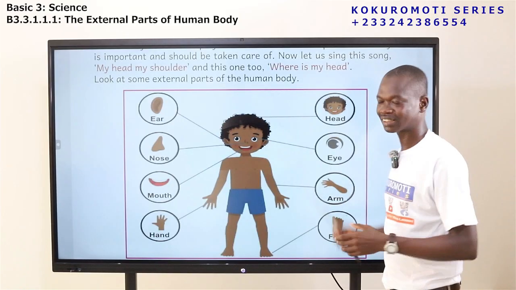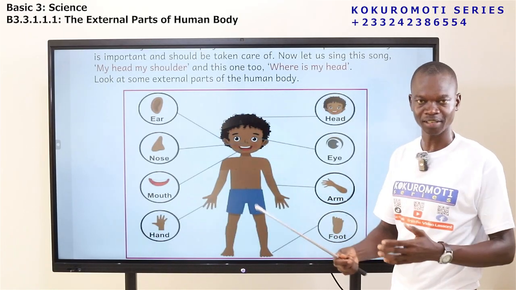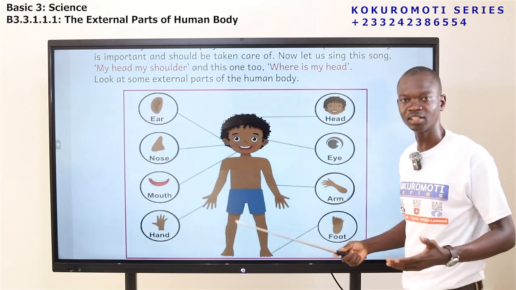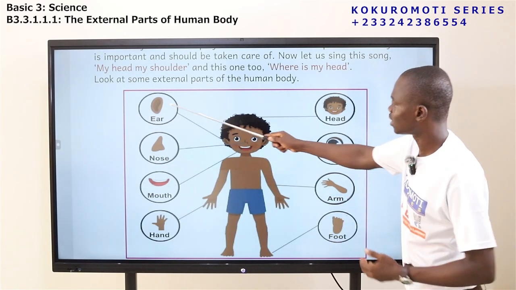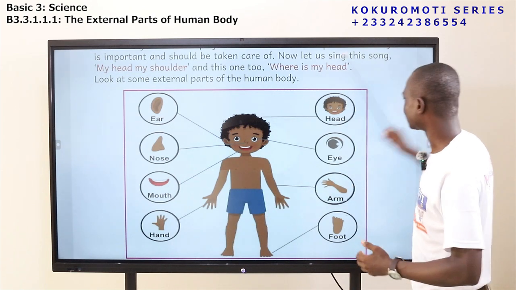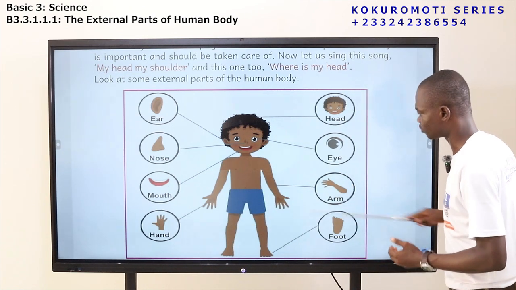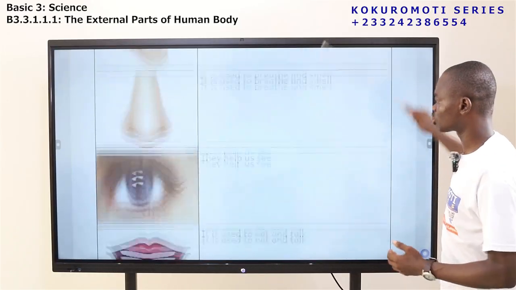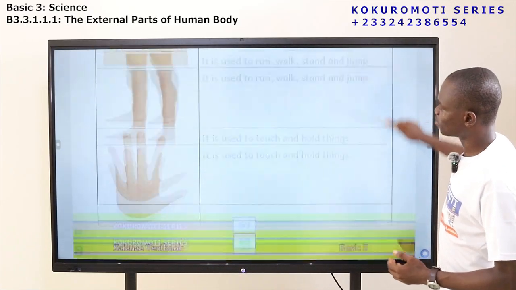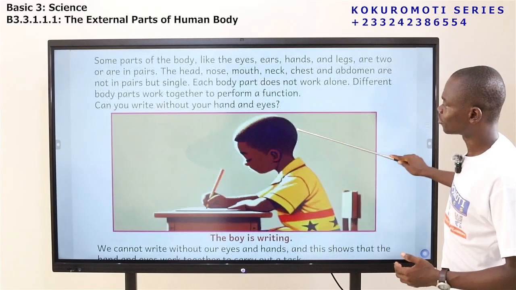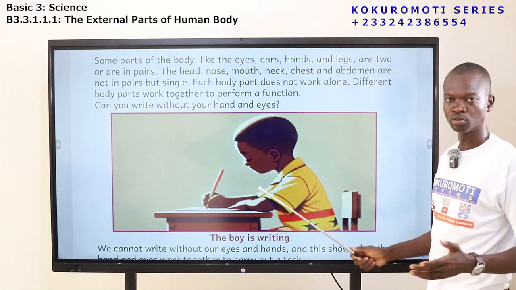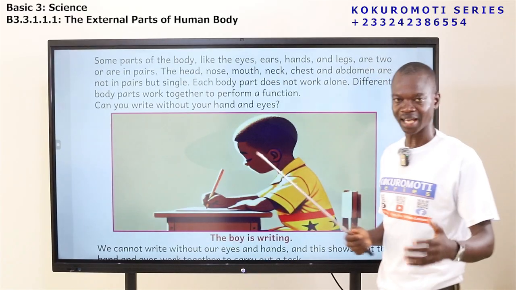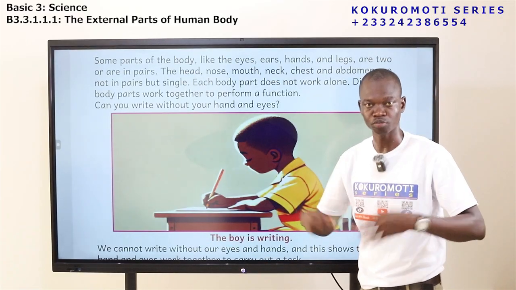So it means the body parts, they all depend, they all need one another before they can what? They can work. So if you're asked to mention external body parts, you can mention the ear, the nose, the mouth, the hand, the head, the eye, the arm, the foot. Now we have explained the body parts and their functions. And we have seen that whatever task that we perform, we need different parts of the body to come together to perform it.